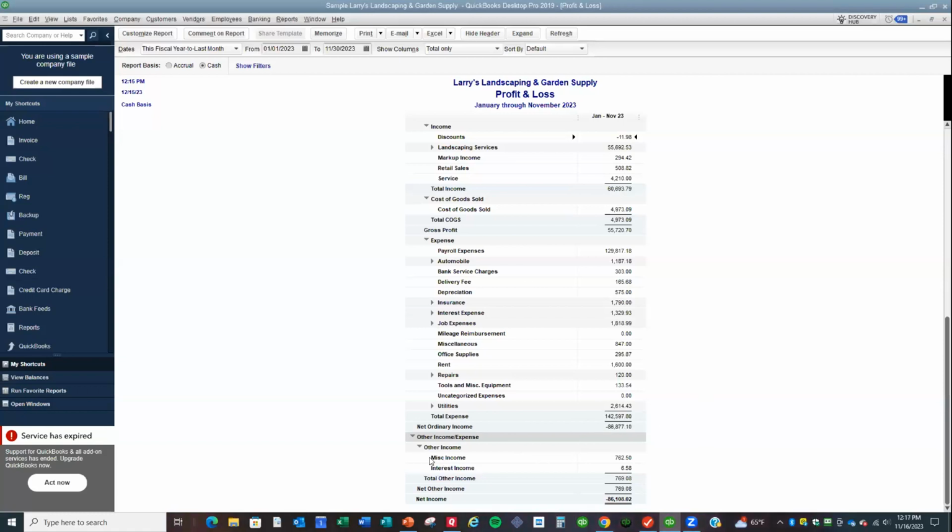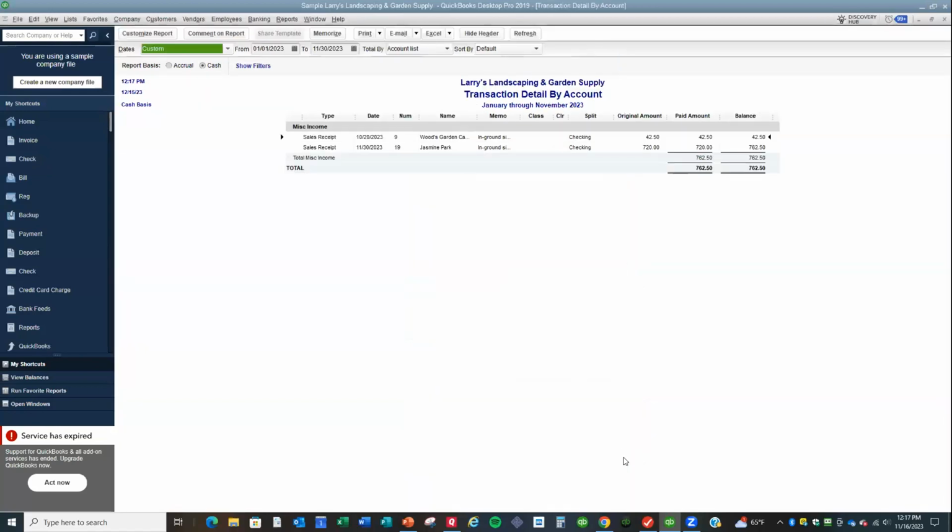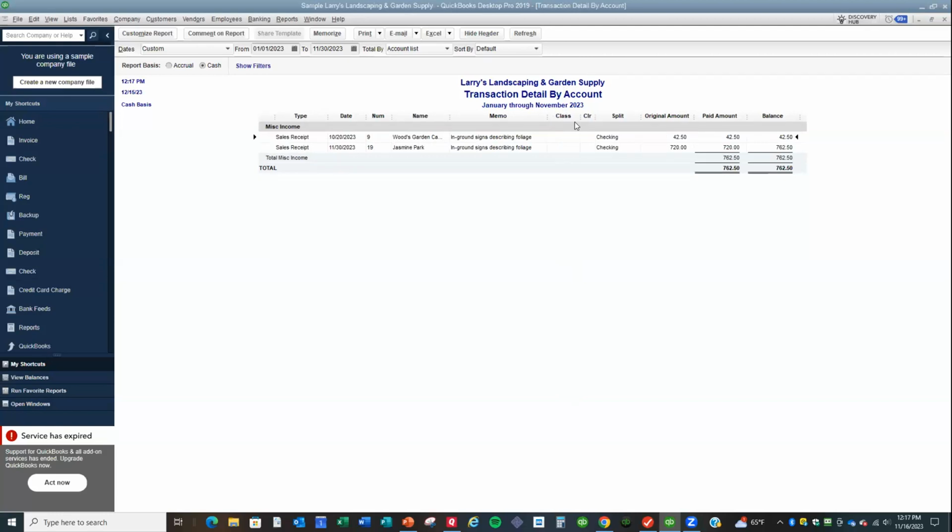Then down here you have other income and expenses, and you might find some stuff in there. It's just things that aren't germane to the day-to-day operations of the business. Miscellaneous income. Let's see what he called miscellaneous income. You can actually drill in on any of that stuff just by double clicking it. Let's see what did he say here? Woods garden, in-ground signs describing foliage. Not sure why he's got that in miscellaneous income, but whatever. That's the way he chose to categorize it.